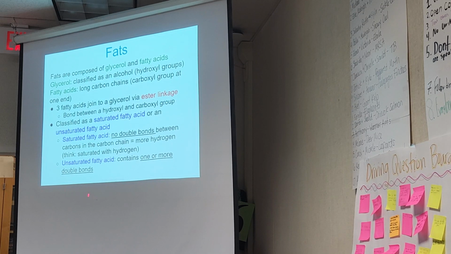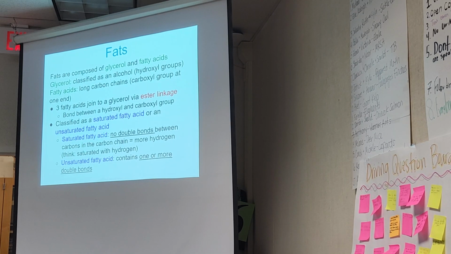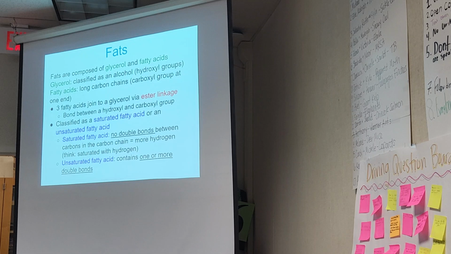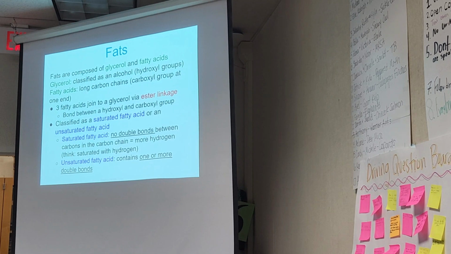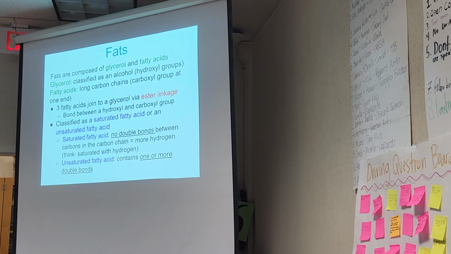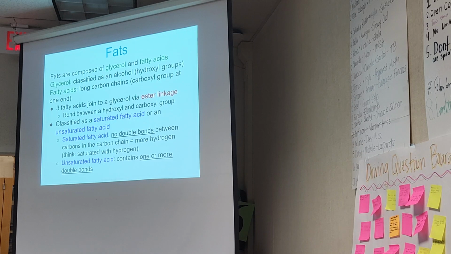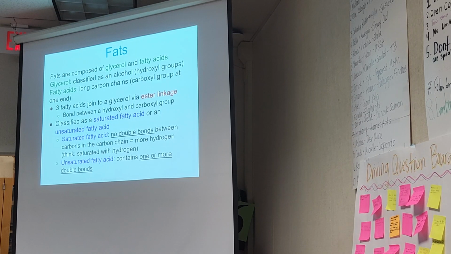Unsaturated fatty acids come from plants. Saturated fatty acids come from animals, for the most part. Coconut oil is weird. Wait, what about the spray on oil? It's usually like a canola oil. What's canola? Canola is a plant. It is?